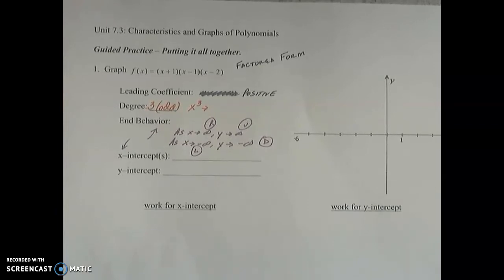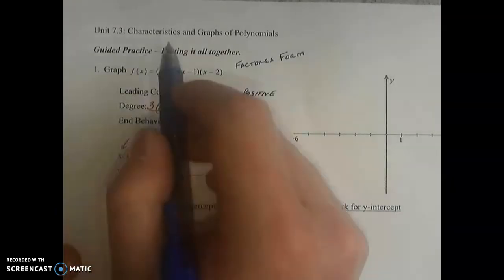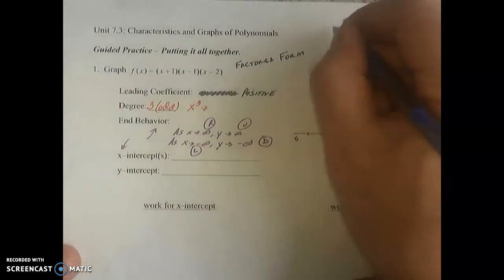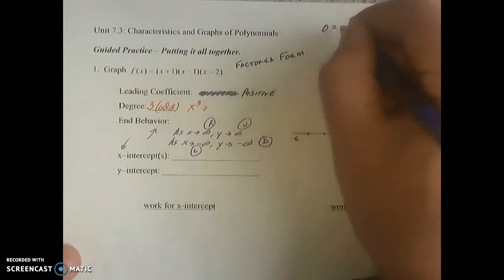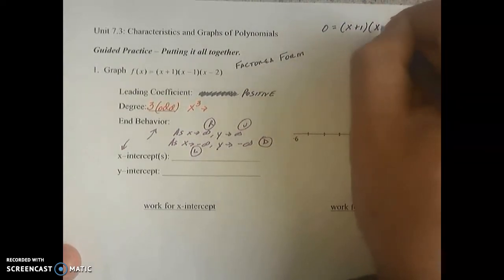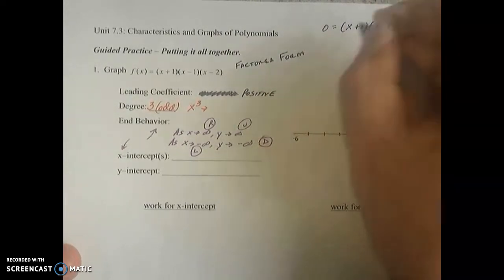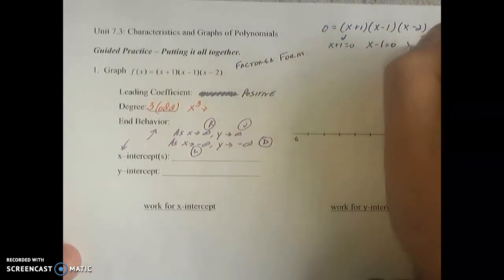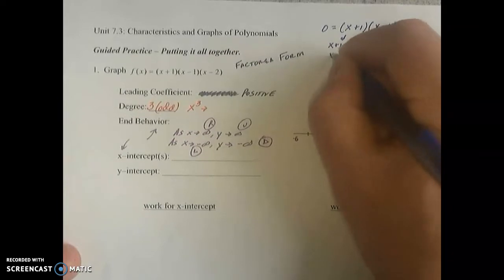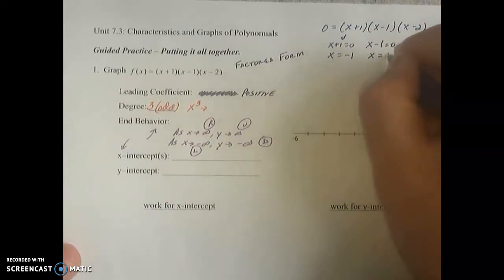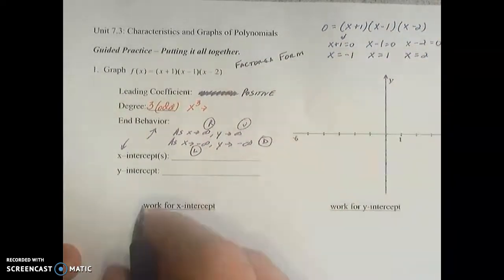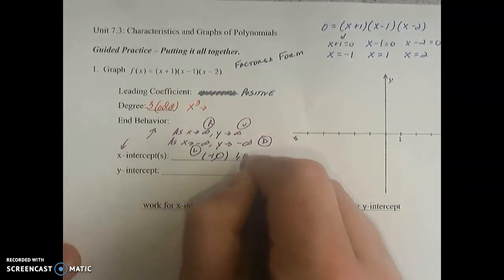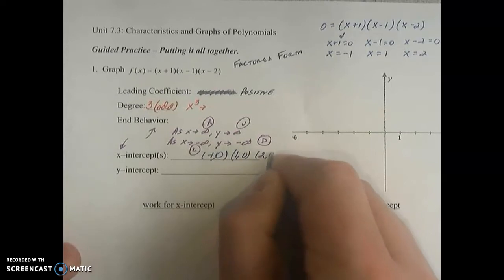Let's check out our x-intercepts here. Well, it's in factored form, so that makes this easy. We're going to plug in 0 for y. We'll do that up here in the top right. And we'll just use our zero product property to set this factor, this factor, and this factor equal to 0. We get -1, we get 1, we get 2. So our x-intercepts are (-1, 0), (1, 0), and (2, 0).